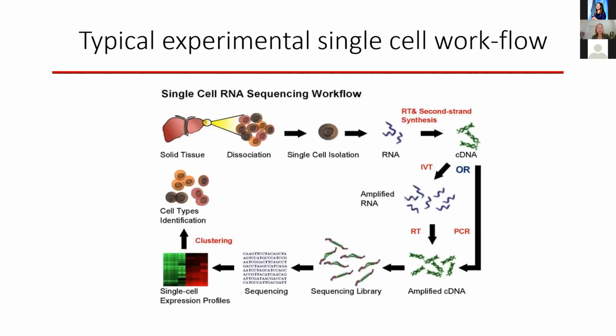This is a typical experimental single-cell workflow, where you start with your solid tissue, dissociate and generate single cells, extract RNA, convert it to cDNA, amplify the cDNA, attach it to a sequencing library sequence, and look at single cell expression profiles. And then you can identify different cell type specific expression signatures.